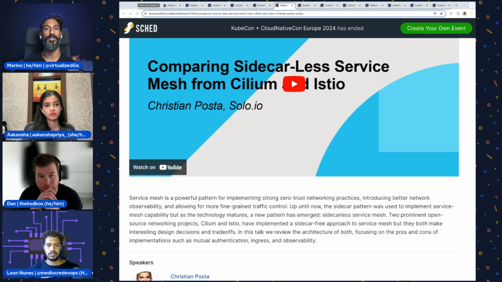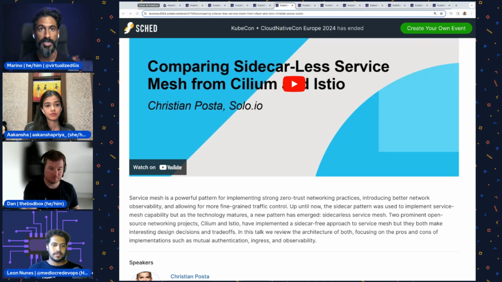But I know they're probably going to hit limitations at scale as well, because not all of this has feature parity with regular Istio. Maybe Leon can comment on some of this too, because Leon is here and he's probably spent some time on the service mesh side as well. Leon, thoughts?